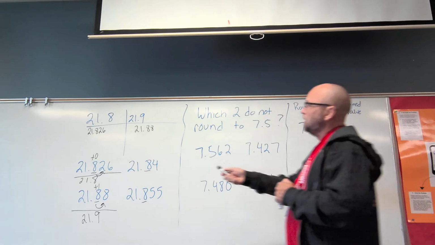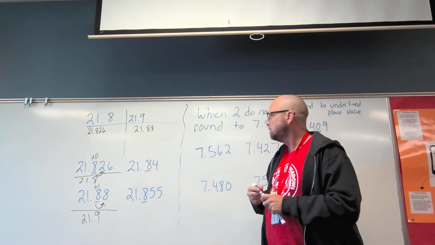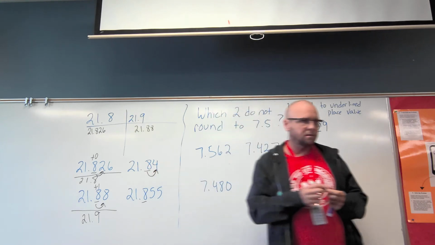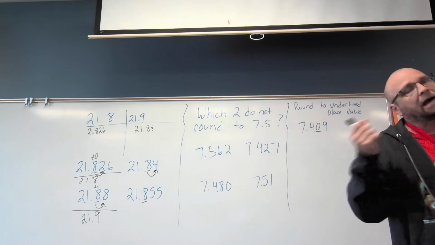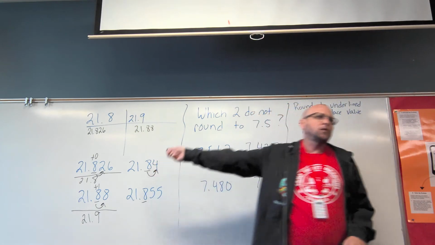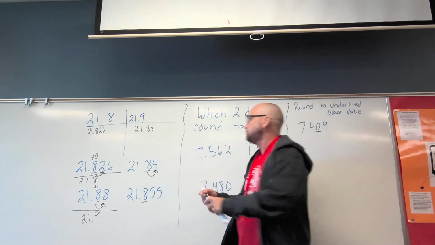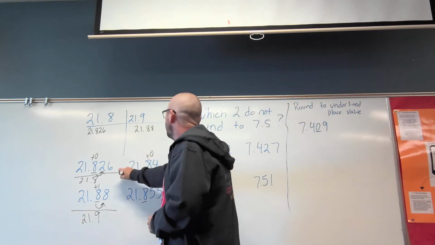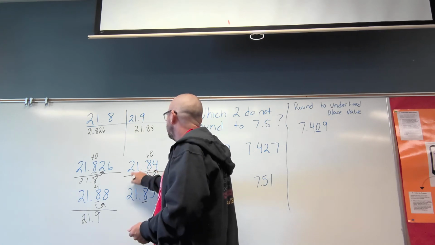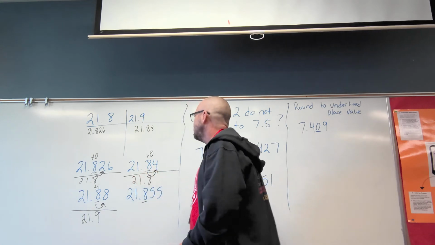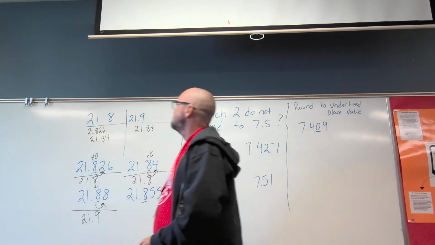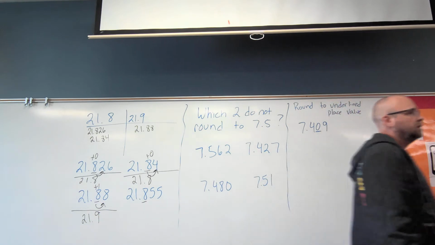Now we have 21 and 84 hundredths. So rounding to the tenths, that means we look behind it. Michael, we're either going to add 1 or we're going to add 0 to the tenths place. What are we going to add? 0. Now let's see, that's 8 plus 0, 21 and 8/10. So 21 and 84 hundredths rounds to 21 and 8/10.